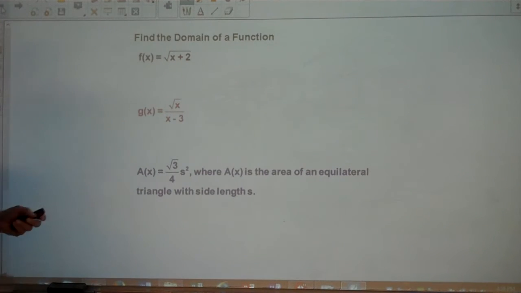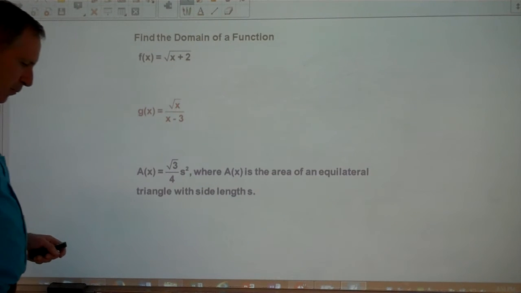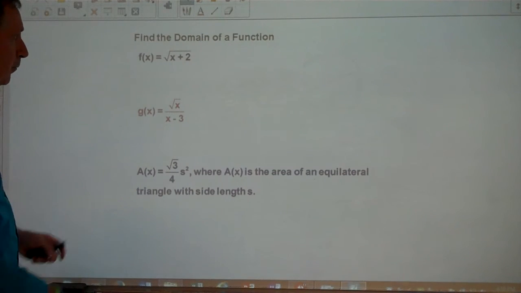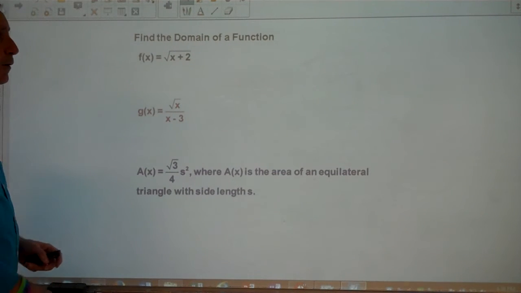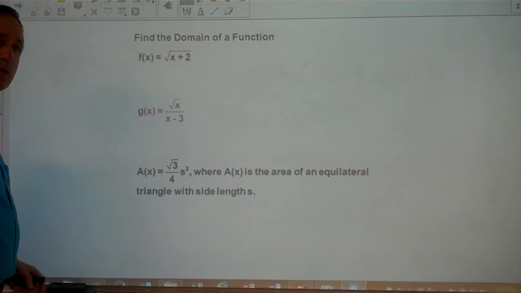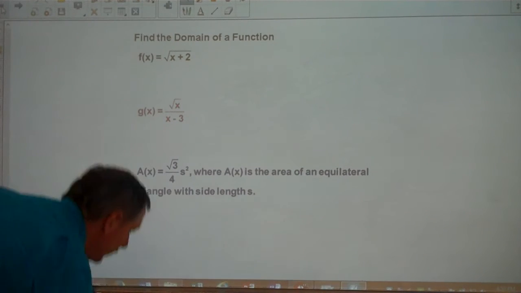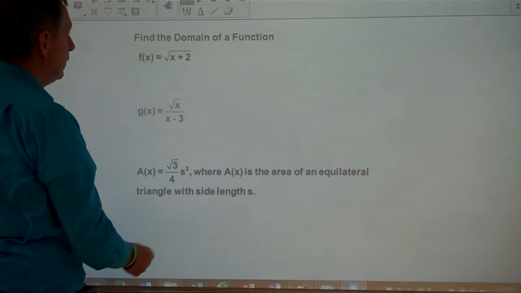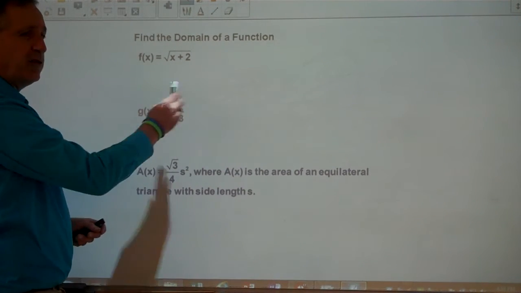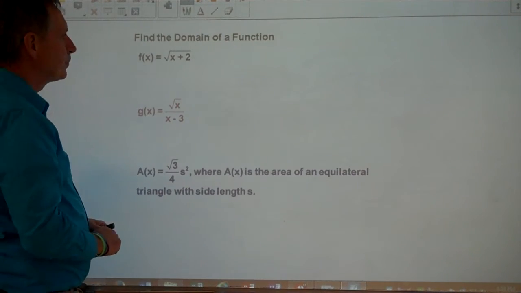Next, find the domain of a function. Well, a domain is the possibilities for x values or input values for this function or equation. So we're going to do this algebraically and graphically.